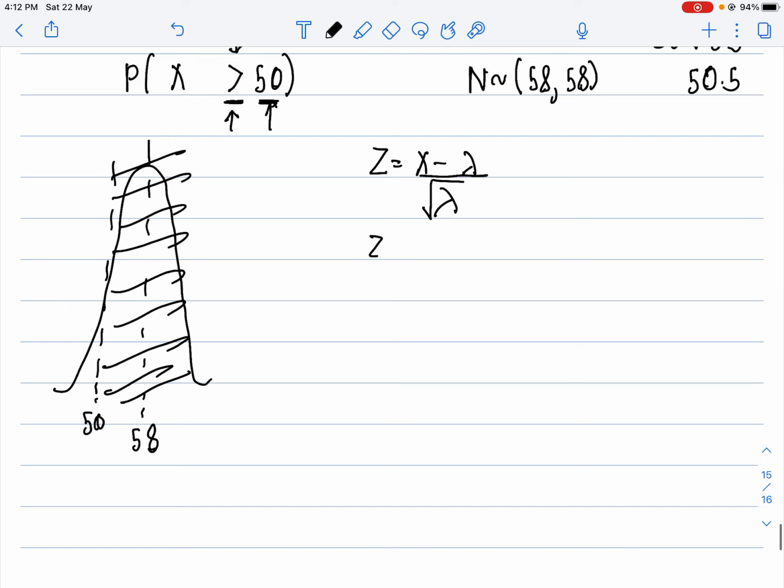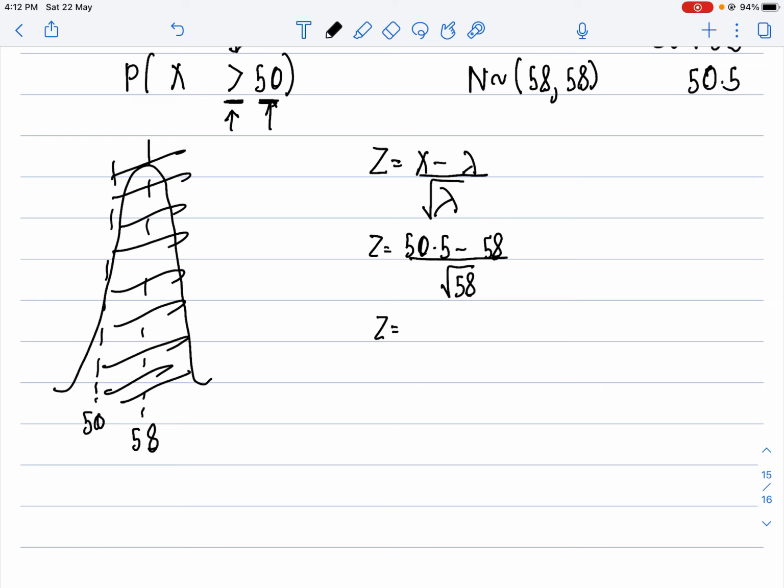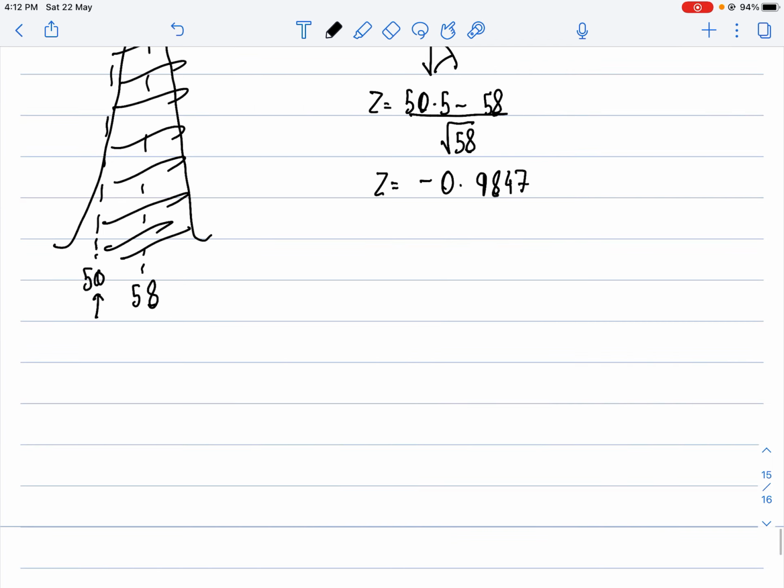So I can simply write this as 50.5 minus 58 over the root of 58, which gives me my z value as minus 0.9847. But now we need more than the z value, so we do 1 minus phi of minus 0.9847. Okay, this is what we need.